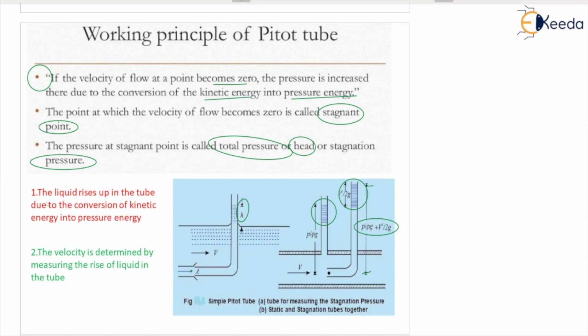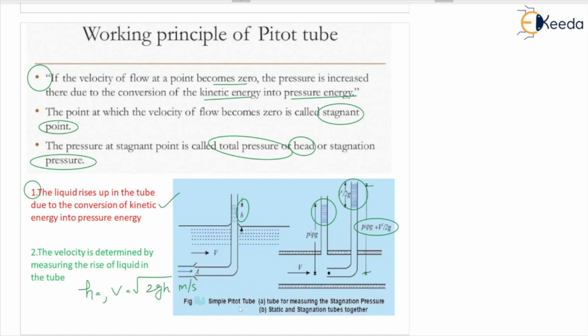So what is written as point number 1? Look at the left side. The liquid rises up in the tube due to conversion of kinetic energy into pressure energy, and the velocity is determined by measuring the rise of liquid in the tube. Rise of liquid in the tube is h. From this h we can find velocity, which is root under 2gh meter per second.